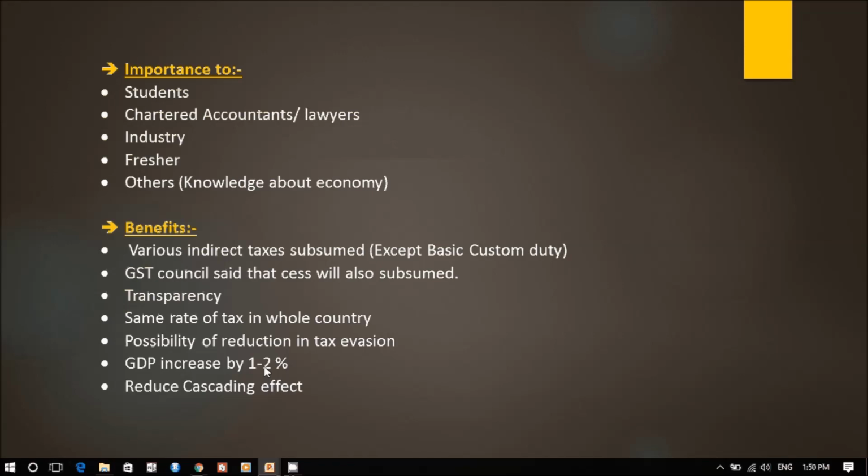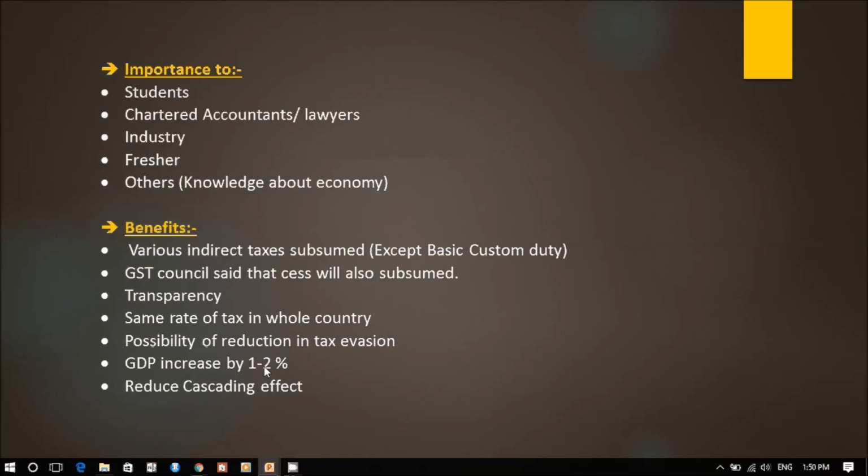When more registrations are there, the data for the GDP can be increased. Earlier there were a lot of people who were not taking registration, and their data was not included in the calculation of the GDP. Now it will be calculated. Now it would be considered as well. So GDP can be increased in this way also, and it reduces the cascading effect.